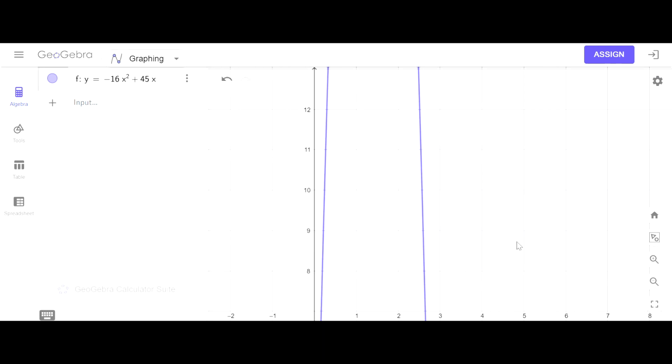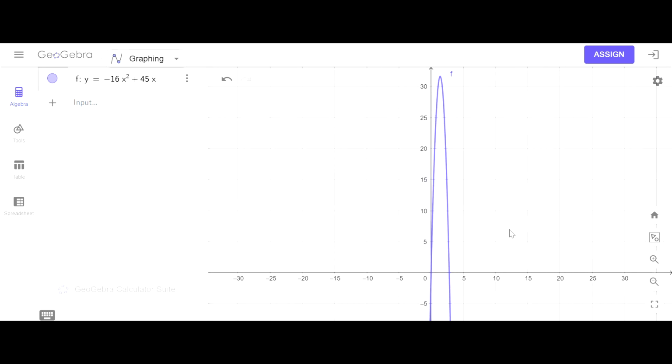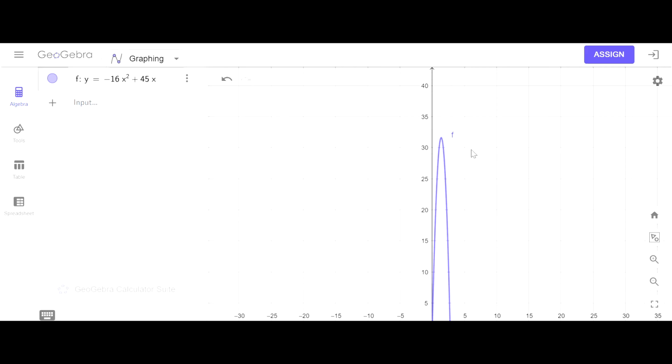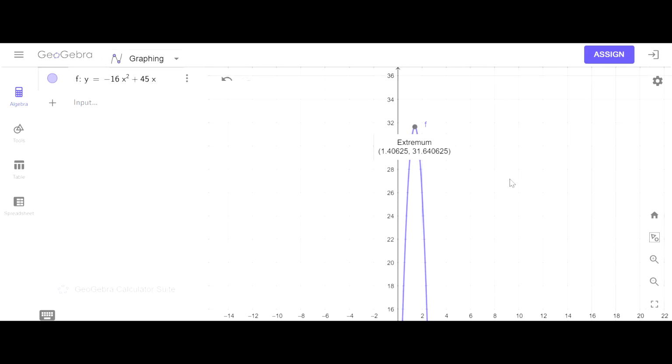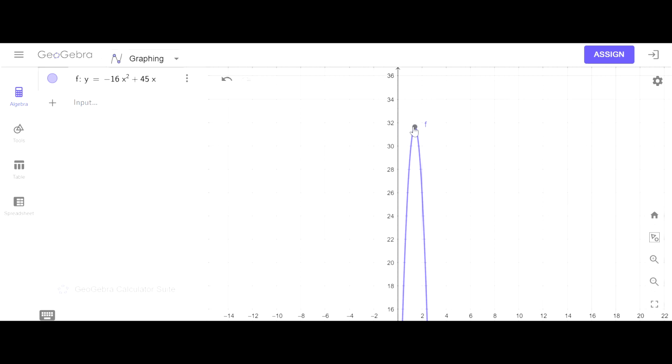You can see it goes clear up, really high. And it wants to know what the maximum height is, which is this point right here. And the maximum height is 31.640625. Okay, so our answer is, we got 31.64 and they got 1.406. Oh, they wanted the time in seconds. Ha ha, I'm a genius.